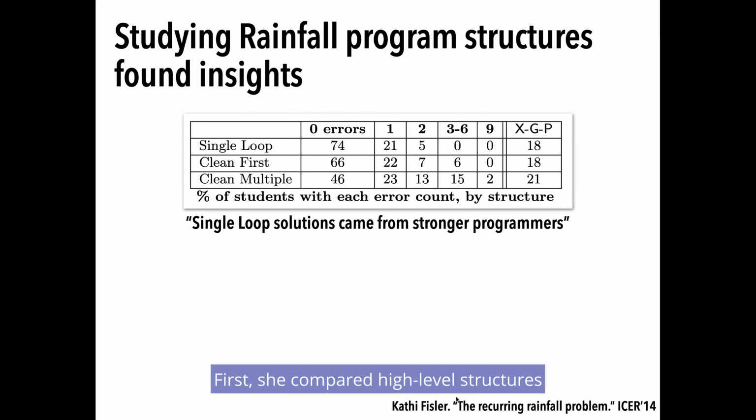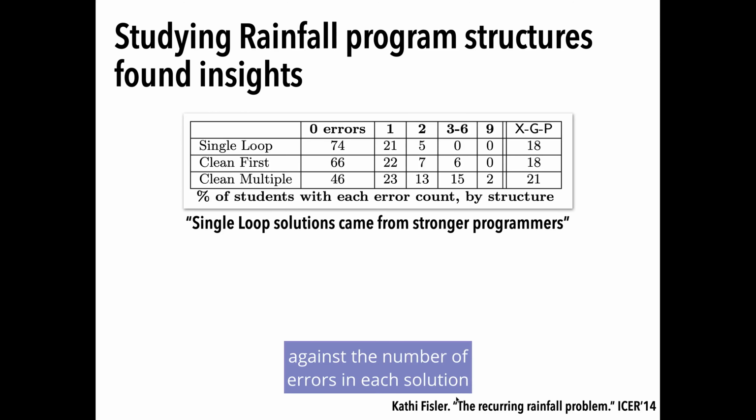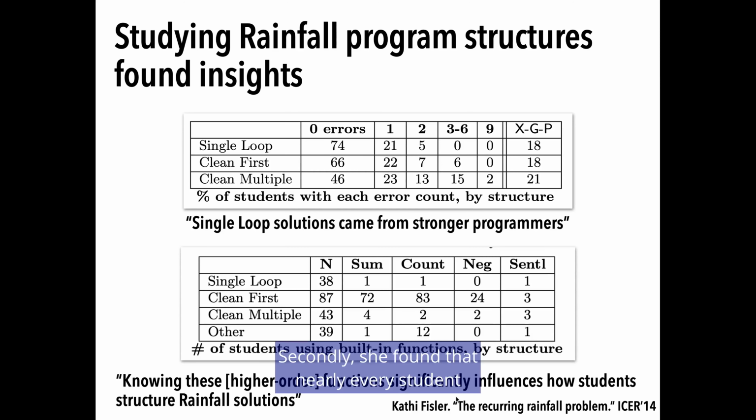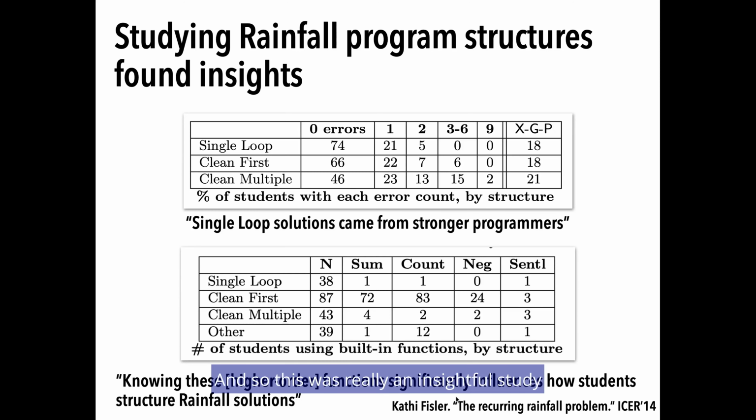First, she compared high-level structures against the number of errors in each solution and found that students using the single loop construct had the fewest errors, and clean multiple had the most. Secondly, she found that nearly every student who used higher-order library functions adopted the clean first structure, suggesting a relationship between what constructs a student knows and how that influences their high-level strategy. And so this was really an insightful study on how the students' program structure reflected their learning progress.